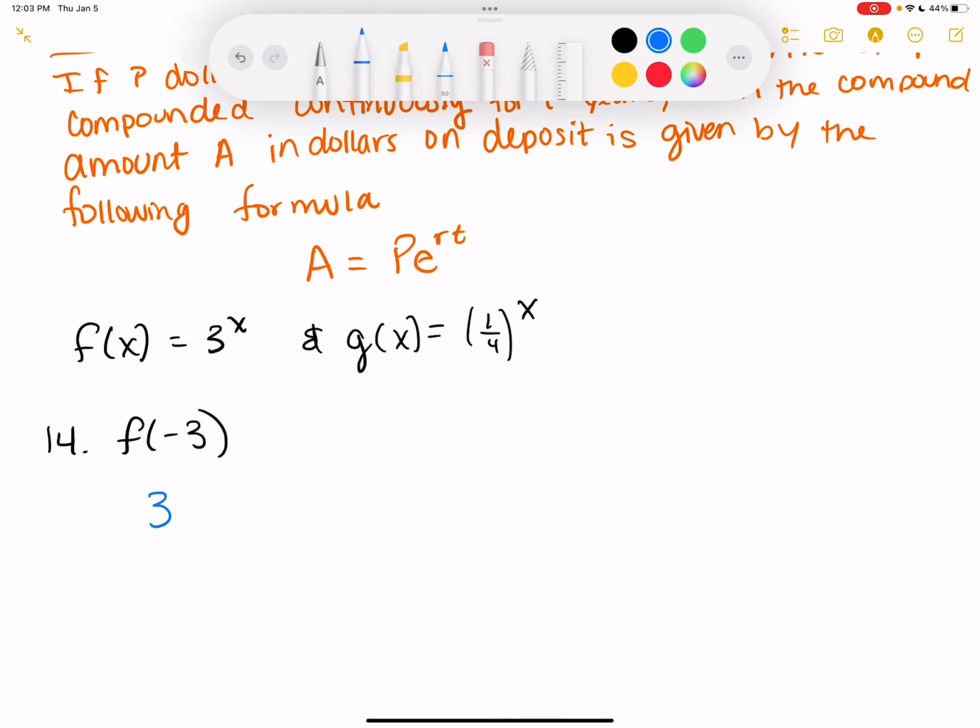So 3 raised to the -3 would be equal to what? That's 1/27. That's it? Yep.